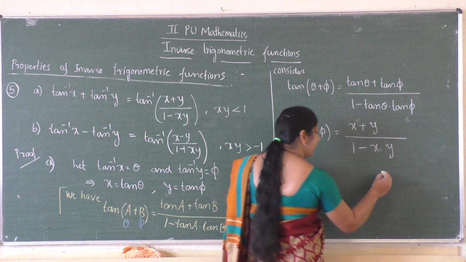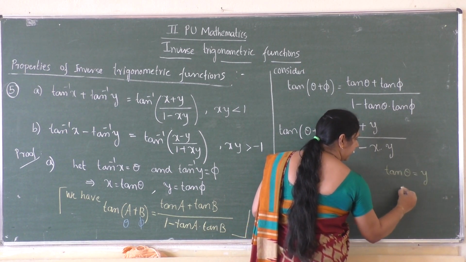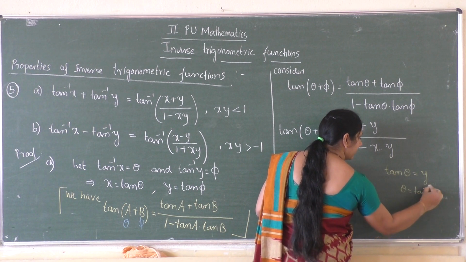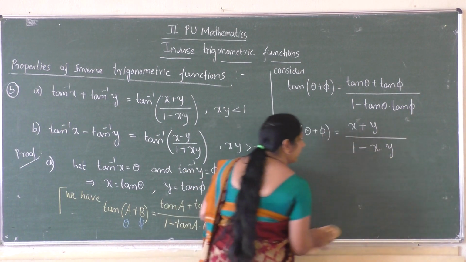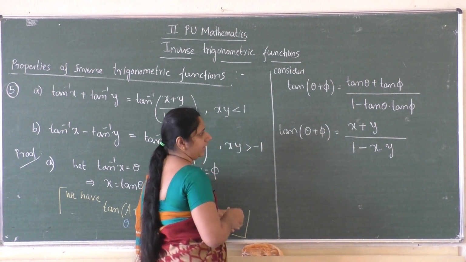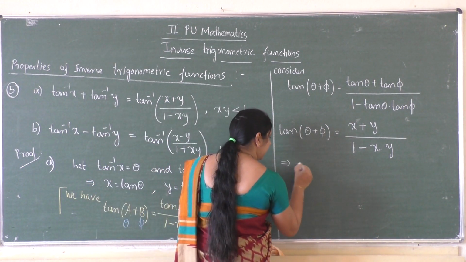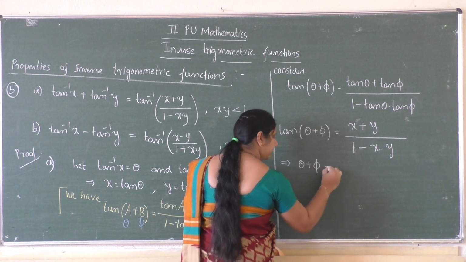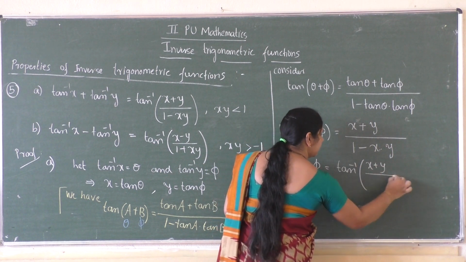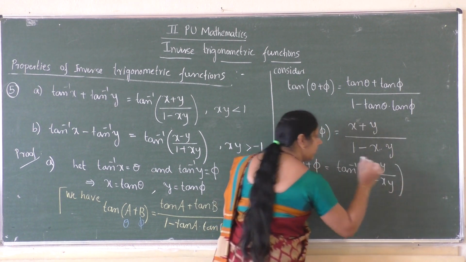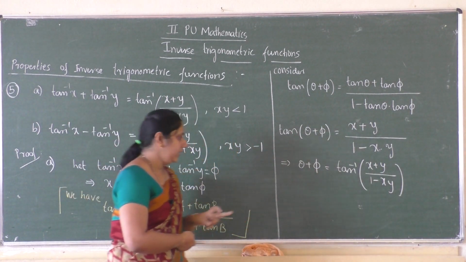See, in first class we already studied, if tan theta is equal to y, then theta must be equal to tan inverse y, right? So we will use this condition here. If tan of theta plus phi equal to x plus y by 1 minus x into y, that implies, what is theta plus phi? It will be equal to tan inverse of x plus y by 1 minus x into y. Now, what is theta and what is phi?